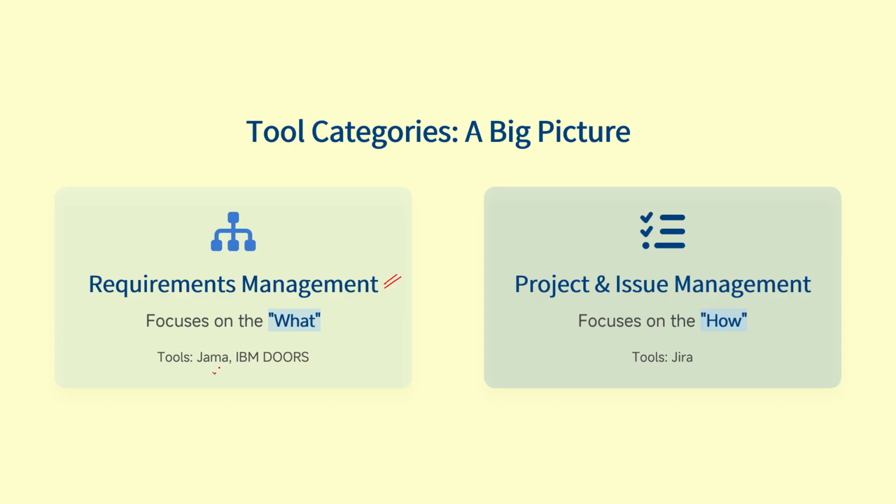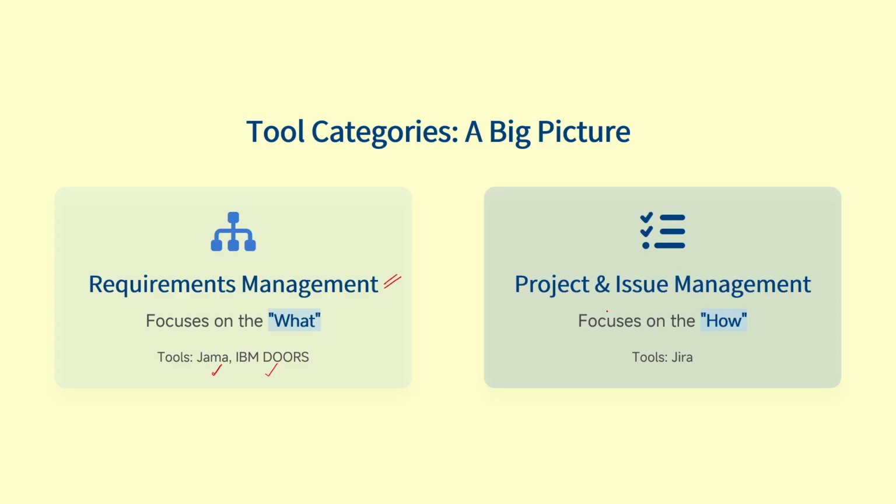We have two tools in our agenda today. There are several tools, but these are taken for explanation. So, JAMA and IBM DOORS. IBM DOORS is much heavier, and this is used for very big, very mission-critical, time-critical projects, and JAMA could be used for any kind of projects.